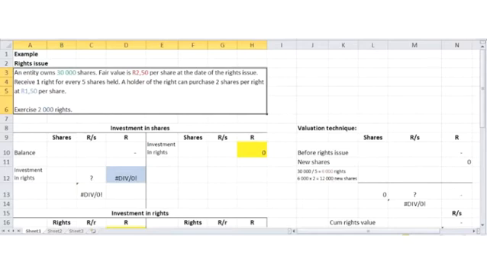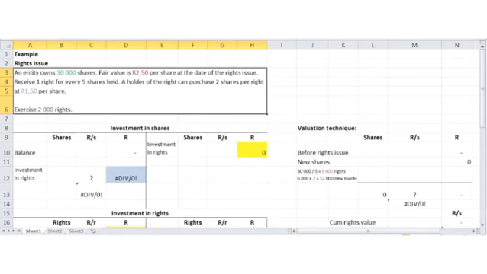Receive 1 right for every 5 shares held in terms of a rights issue. A holder of the right can purchase 2 shares per right at R1.50 per share. The R1.50 represents the exercise price in terms of the agreement. Then the entity exercises 2,000 rights.